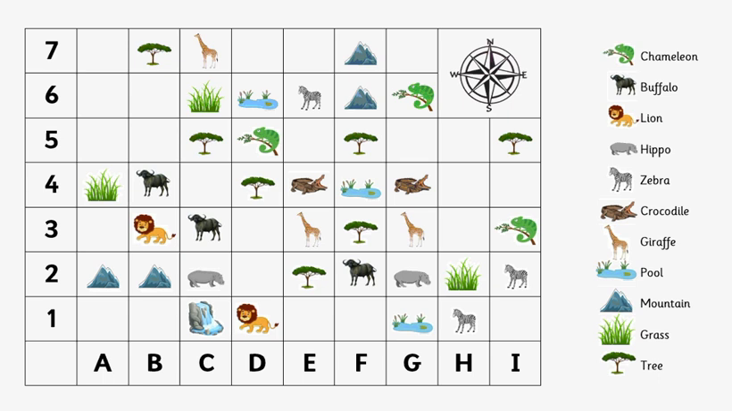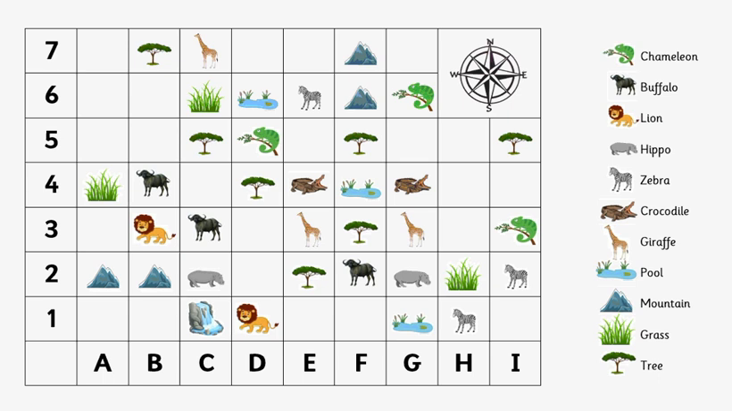Ready for our next one. Gosh, we're starting in E5 again. We're in E5 for number 9 and we're facing north. Make a quarter turn clockwise. Go forward 2 spaces. Make a quarter turn anti-clockwise. Go forward 1 space. What animal have you landed on?